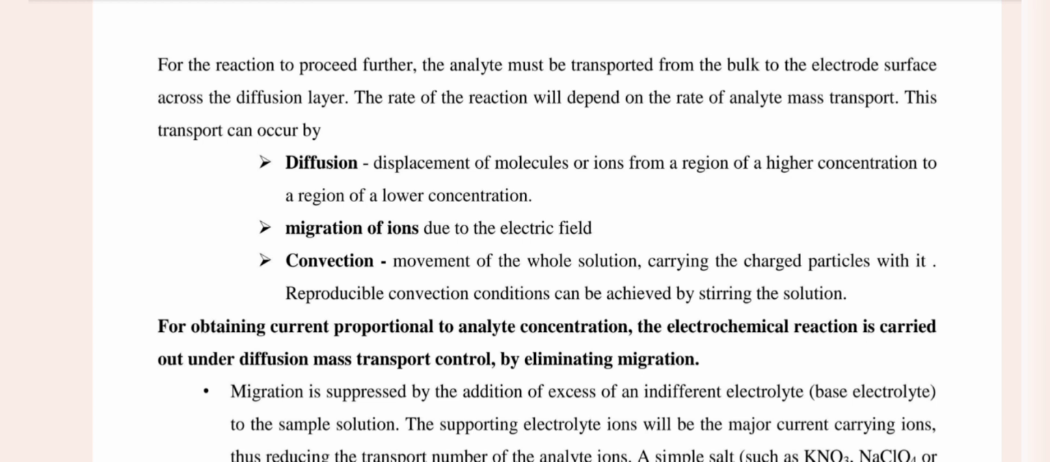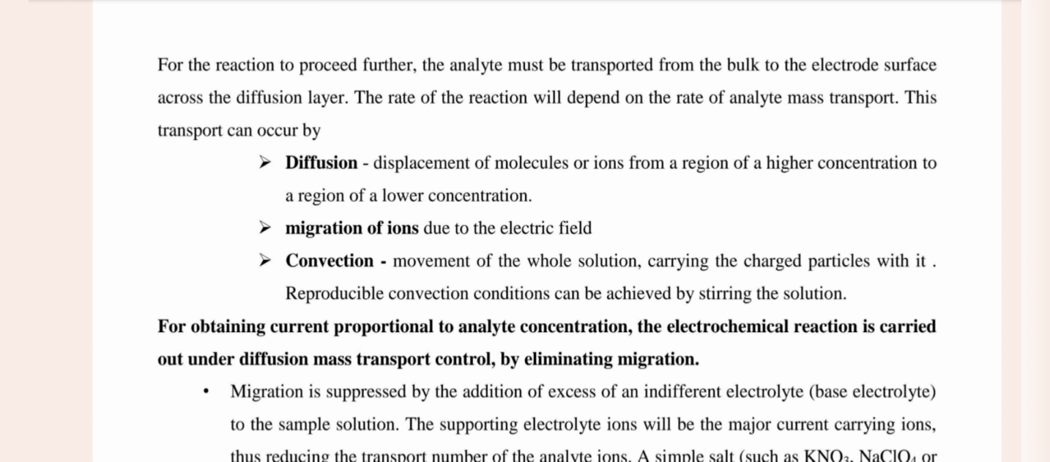One is diffusion. Diffusion means displacement of molecules or ions from a region of higher concentration to a region of lower concentration. The second process is migration of ions, which is due to the electric field. The third process is convection, which means the movement of the whole solution carrying the charged particles with it. Reproducible convection conditions can be achieved by stirring the solution. So, three processes: diffusion, migration, and convection.